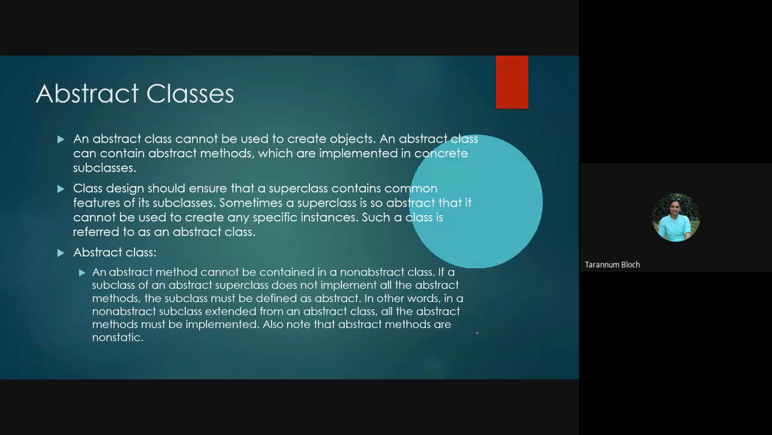In an abstract class, we will have abstract methods, right? An abstract method cannot be contained in a non-abstract class. If I have an abstract method, it must be a member of an abstract class. A non-abstract class is the concrete class from which we can create the object, right? It cannot contain an abstract method. So if a subclass of an abstract superclass does not implement all the abstract methods, the subclass must be defined as abstract.